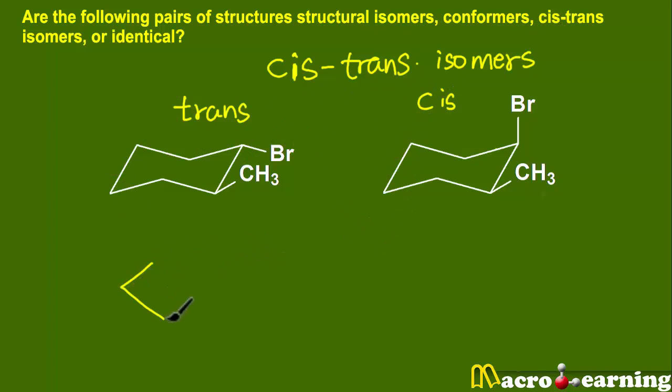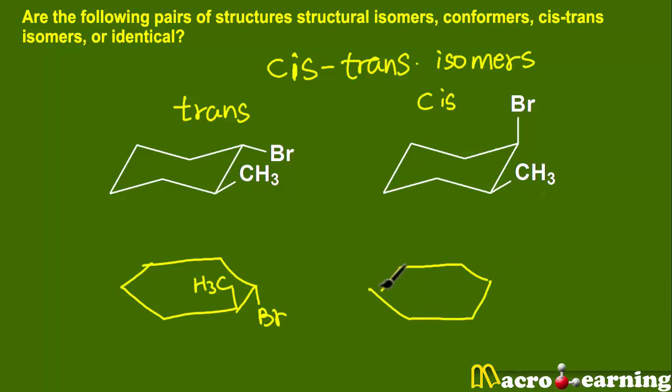Let's look at it like this. Draw them into a simpler planar structure. So here we have bromine below the ring, right? And the methyl group above the ring. Whereas here we have both of them above the ring. So this makes it maybe easier to see that there are cis-trans isomers. Alright, so on to the next part.